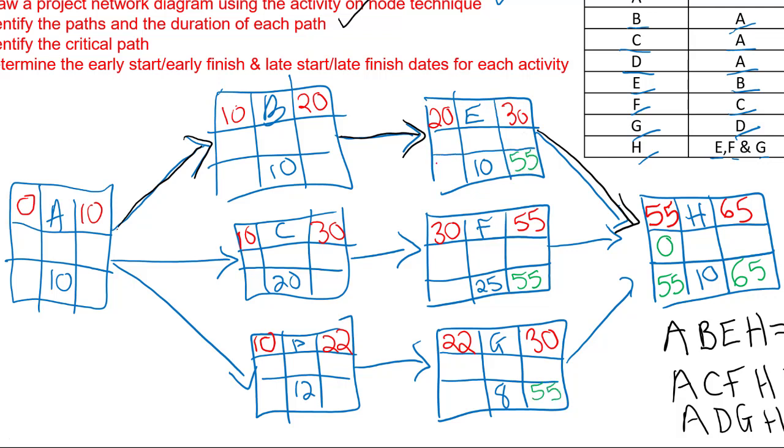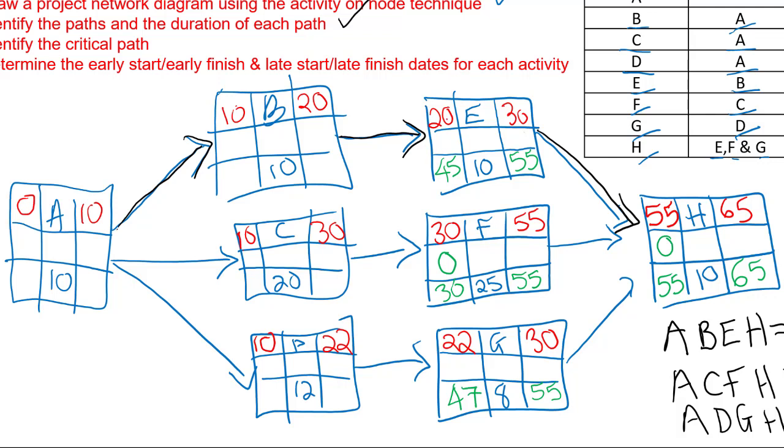So 55 take 10 is 45. 55 take 25 is 30. And 55 take 8 is 47. We can see here in the middle that 30 take 30 is 0. So we know this is on the critical path.